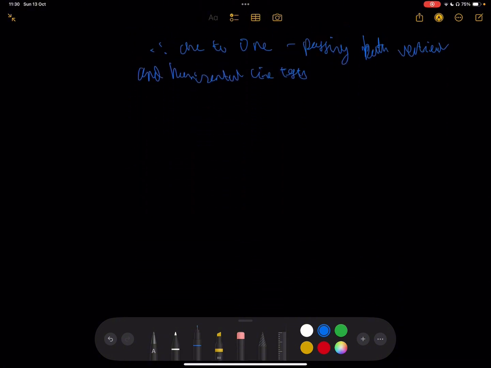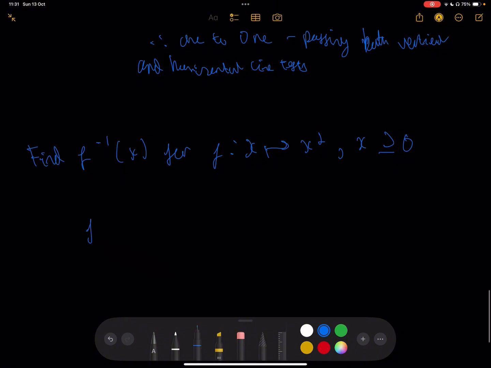Now let's look at part C. Find the inverse function of f of x for f such that x is converted into x squared, where x is greater than or equal to 0. Well, okay, so we see that f is defined by f of x, or y, is equal to x squared, where x is greater than 0.